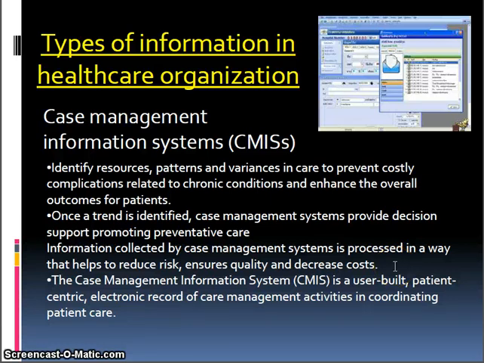Dear students, in this video we are going to discuss various types of information systems in healthcare organizations. First, let us discuss the case management information system. This management information system identifies resources, patterns and variances in care to prevent costly complications related to chronic conditions and enhance the overall outcome for the patients.